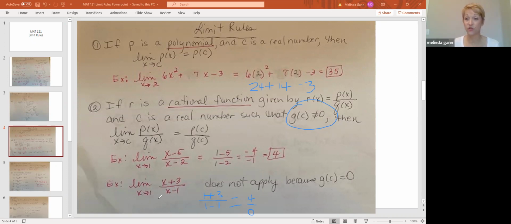Well, we're going to talk about some tricks that you can try. They're not going to work on this one. So if you've got one where the bottom goes to 0, there's some tricks. If the tricks don't work, what you can do is make a table and get a guess off of the table. Okay? Or you can look at the graph and get a guess off the graph.